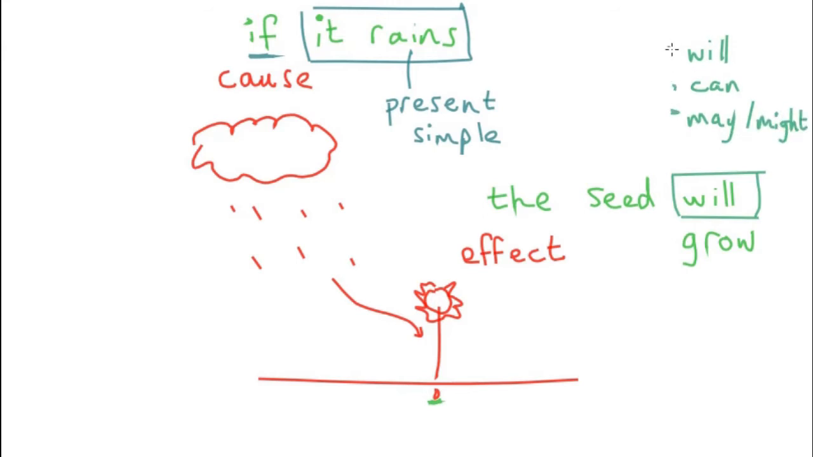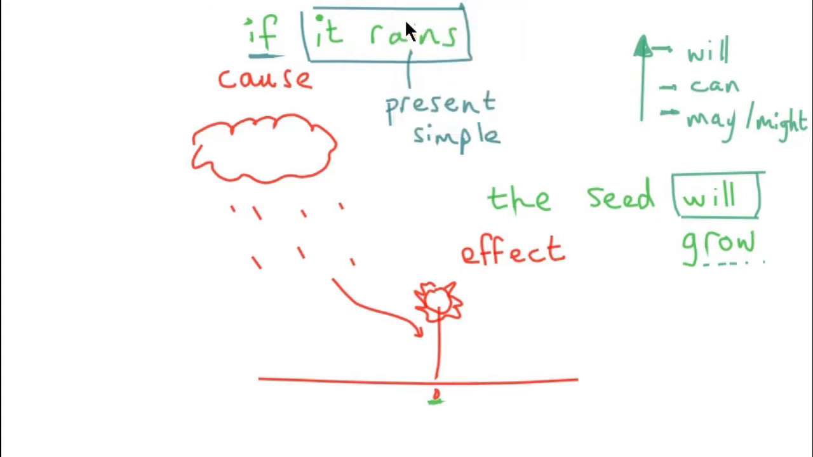So these are like helping verbs. They help the verb grow. And it depends how strong what you want to say is. If you're sure, then you can use will. If you're not sure, if it's possible, you can use can. If it's slightly weaker than that, you can use may.